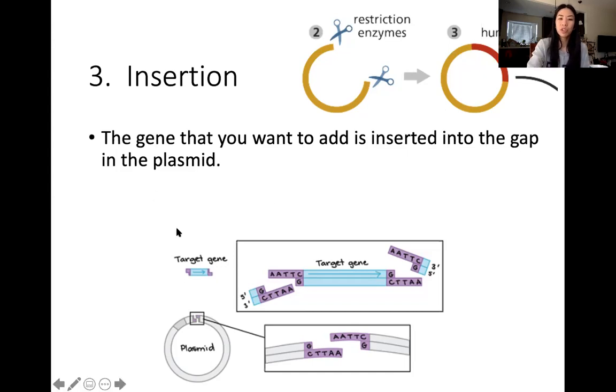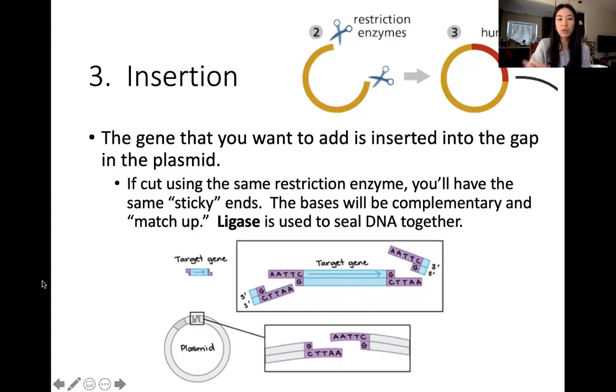The gene that we want to add, we usually call it the target gene. So on this diagram on the bottom, we have the target gene. And then you're able to stick this target gene within the plasmid. So if you cut using the same restriction enzyme, you'll have the same sticky ends. The bases will be complementary and match up.